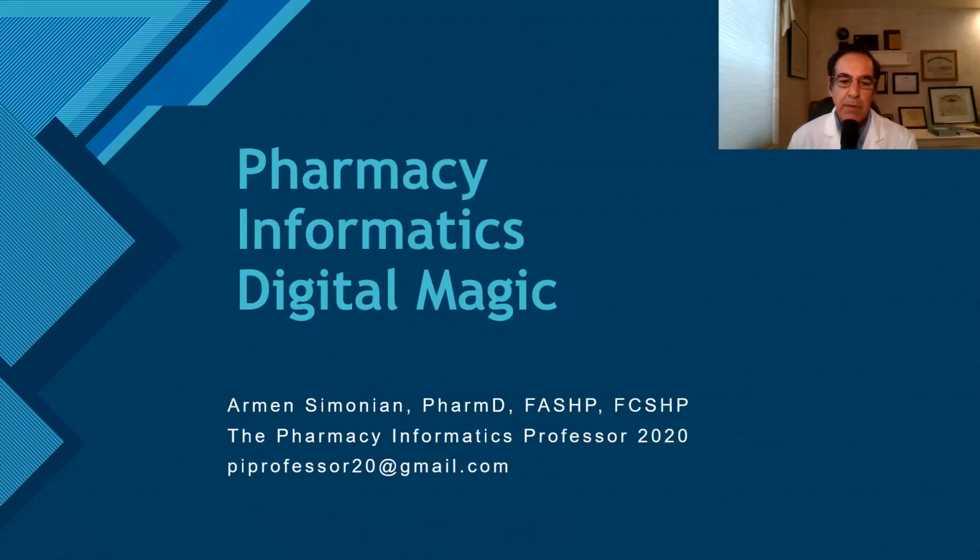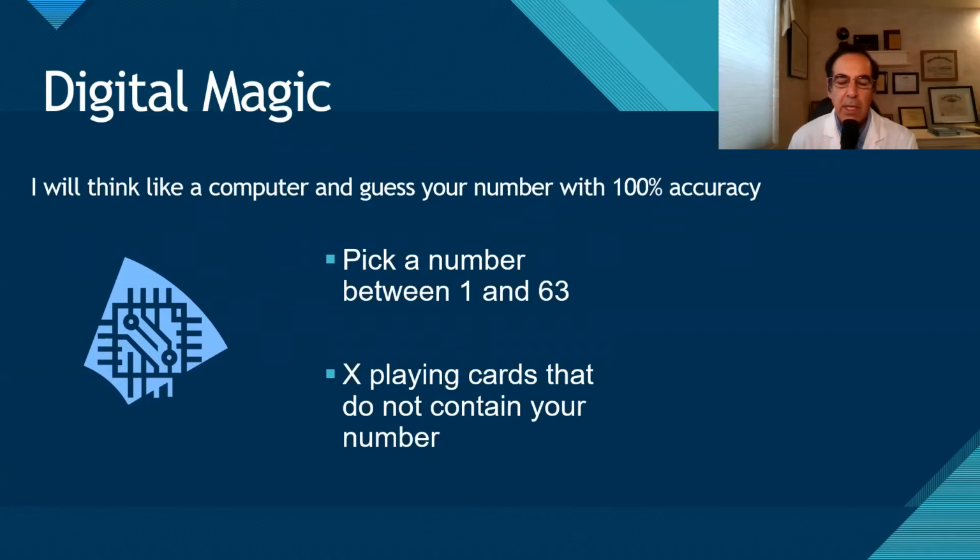I will share my screen and we can look at this presentation on digital magic. So, Pharmacy Informatics Digital Magic, and here's the exercise. I will think like a computer and guess your number with 100% accuracy. I tell my students that this little graphic here is the whole key to the exercise. It's actually a little circuit that you would find in any computer chip. If you can think like a computer, you can guess a number. So I've picked a number in my head between 1 and 63.